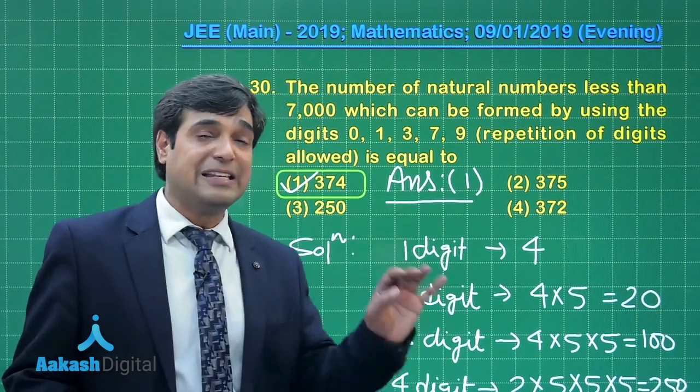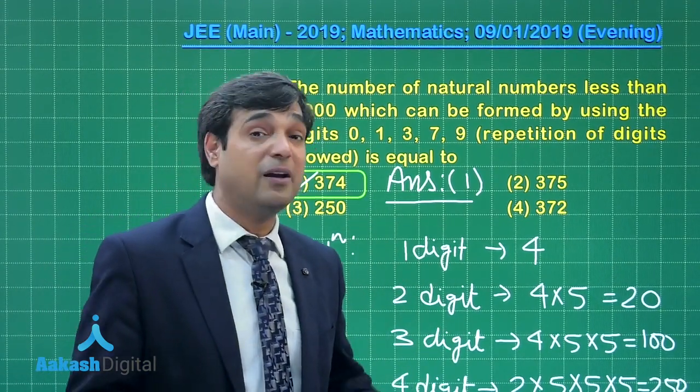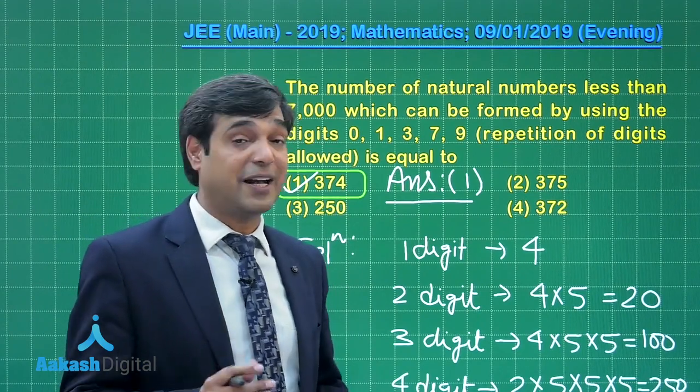So this was about the JEE Main 2019 paper of January 9th, second shift, that is the evening session.